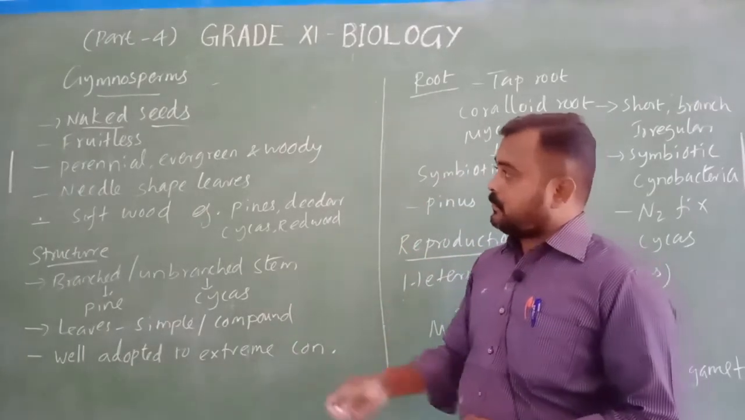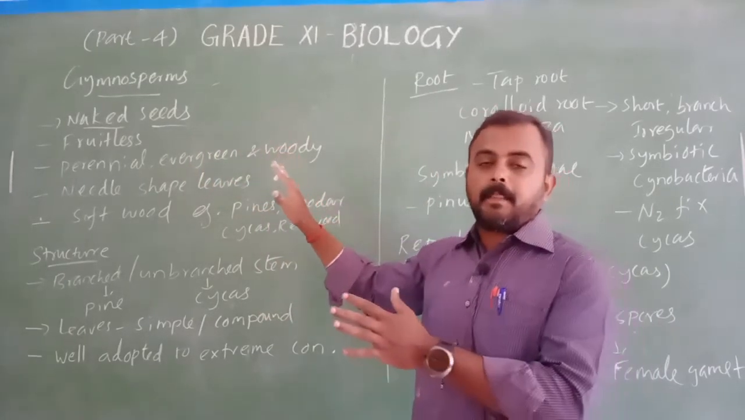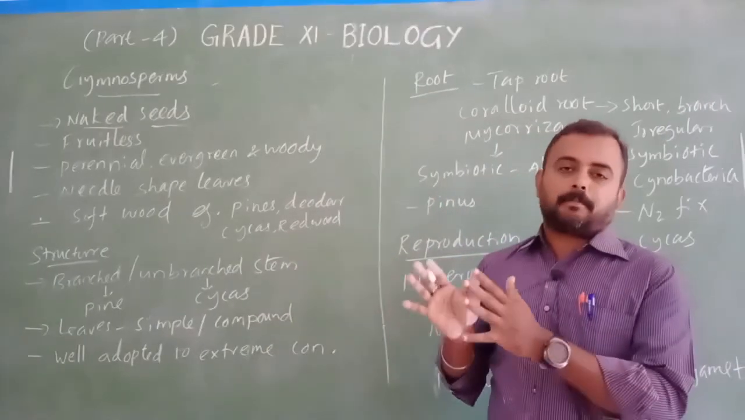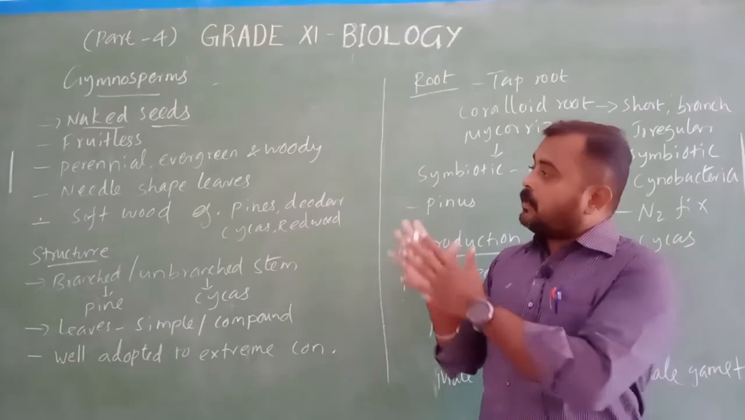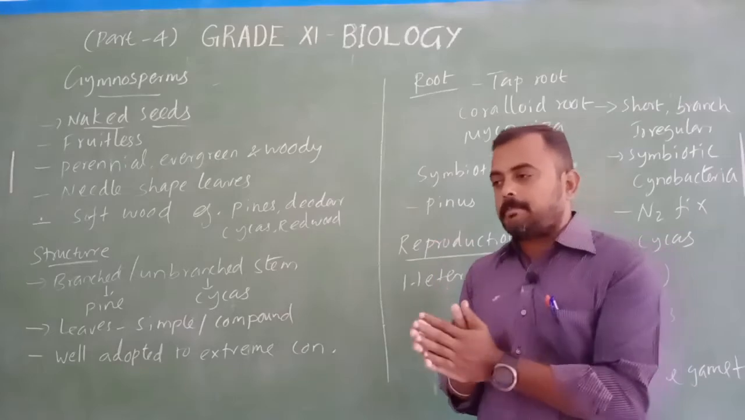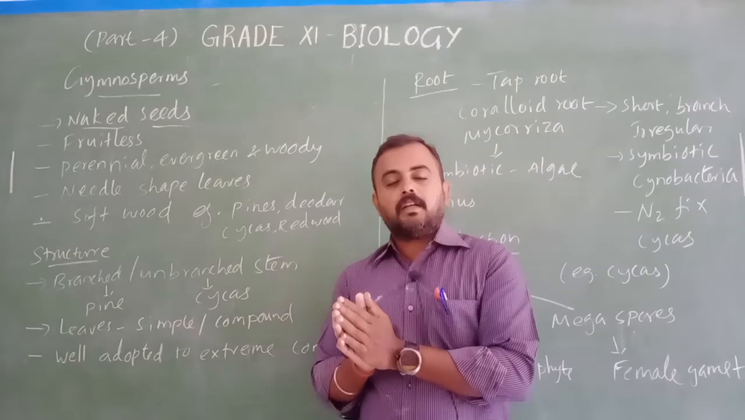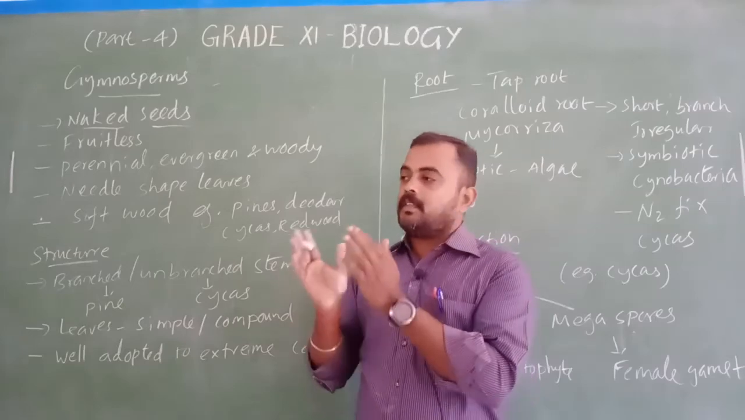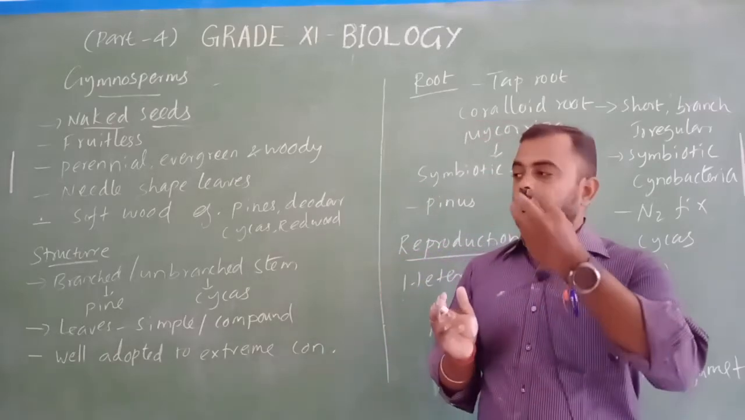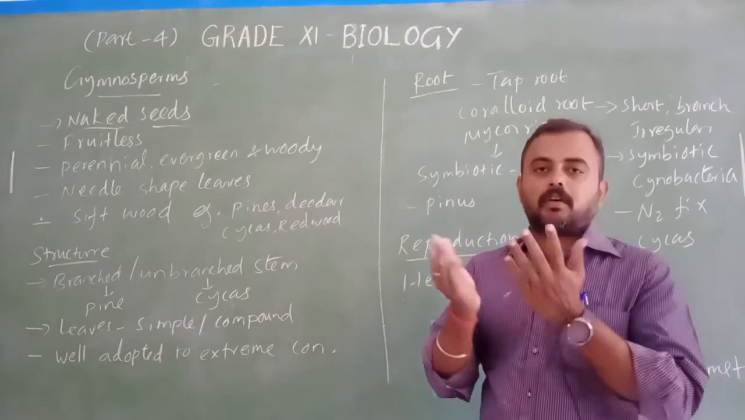Then the general characteristics. It is present in the forest area, the gymnosperm division of plants. Then fruitless. It doesn't have fruit. If fruit is present, it encloses the seeds. But here we don't have fruit, that's why the seeds are naked. We can see the seeds directly; they are not enclosed as a fruit, because it is not a fruit.